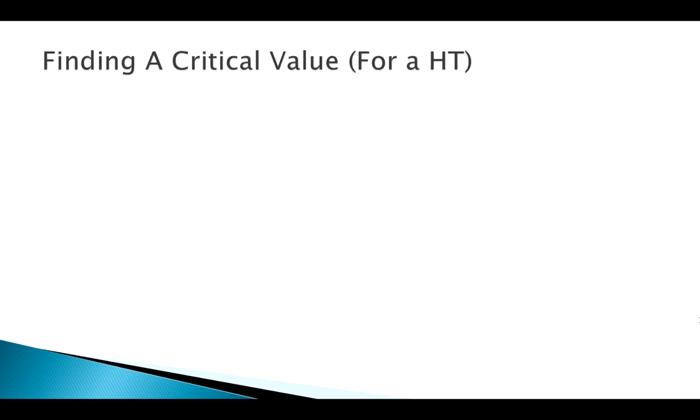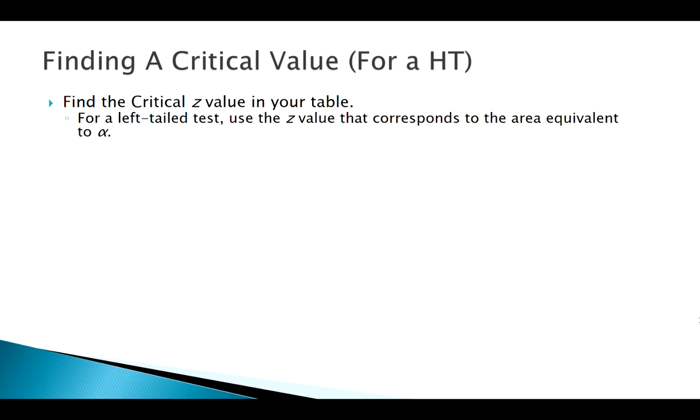So how do we find our critical value? Well, it's all based on alpha. First, we want to find this critical value, if it's a z distribution, using our table. If it's a left-tailed test, we want to find a z value that has area equal to alpha to the left of it.